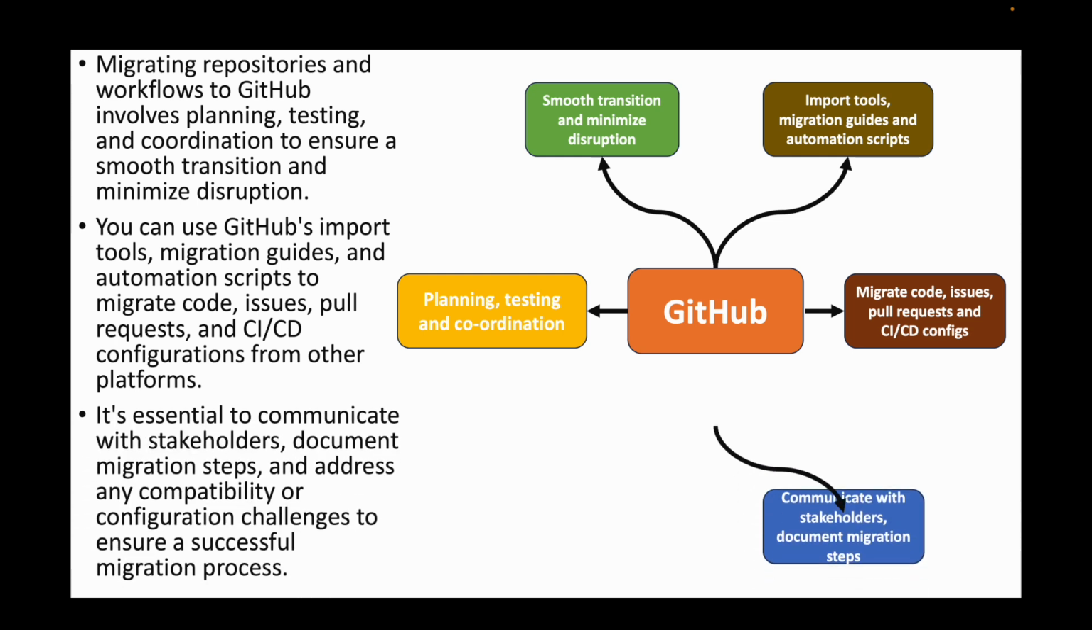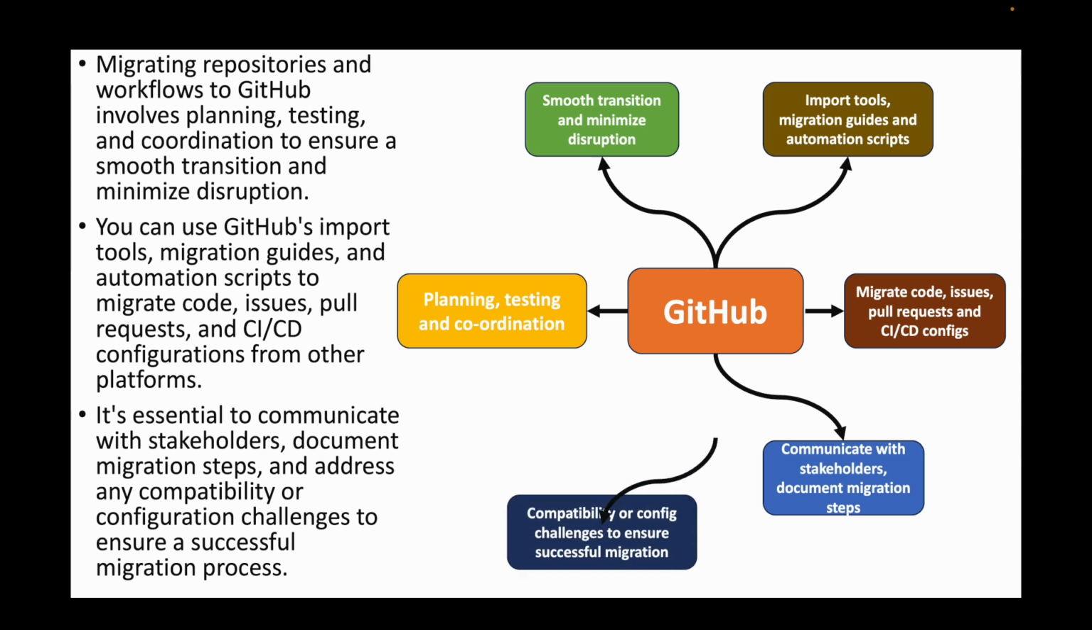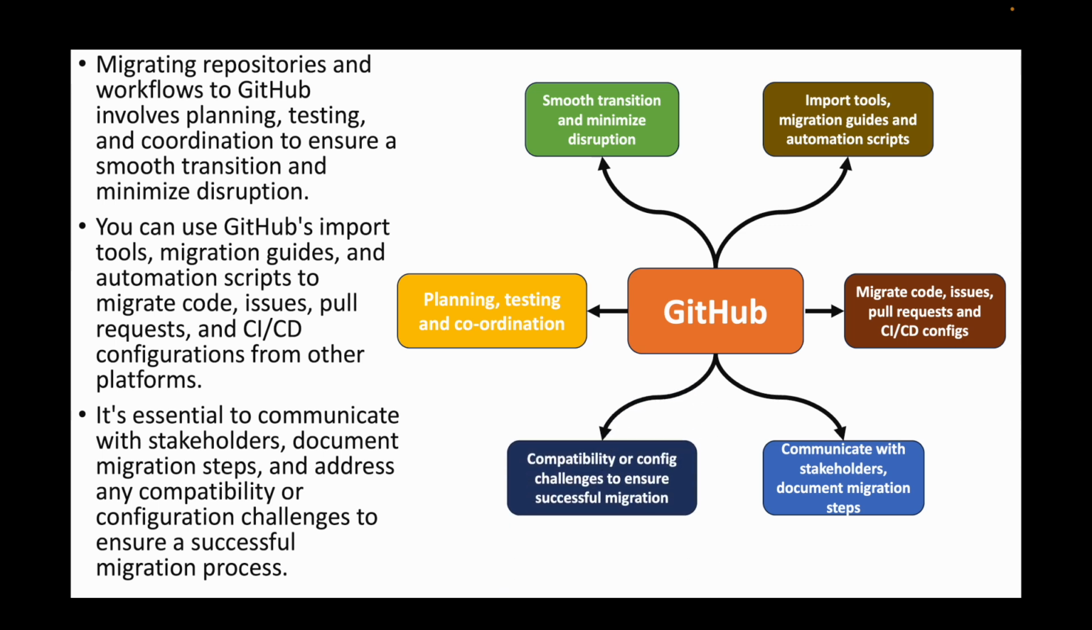It's also essential that we communicate with all the stakeholders, document all the migration steps that are involved, and address any compatibility issues or configuration challenges to ensure a successful migration process. So essentially, put up a plan, test, and coordinate with other people to ensure a smooth transition. Make use of the tools, the guides, and any automation scripts that GitHub provides to migrate the code, the various issues, and the CI/CD configurations.